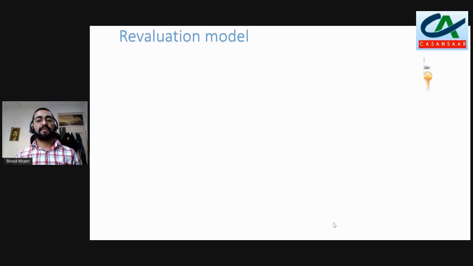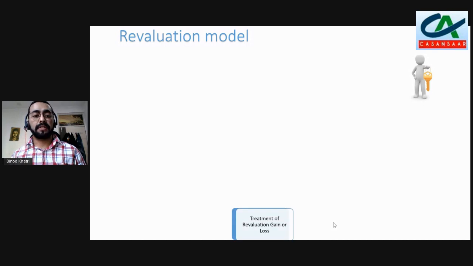Let's talk about the revaluation model. Under the revaluation model there will be some revaluation gain and revaluation loss. Let's talk about how to treat those revaluation gains and losses in the financial statements and the profit and loss account. What will be the treatment for those revaluation gains and losses?